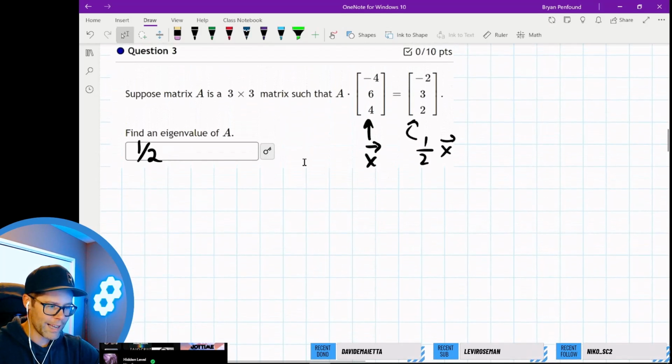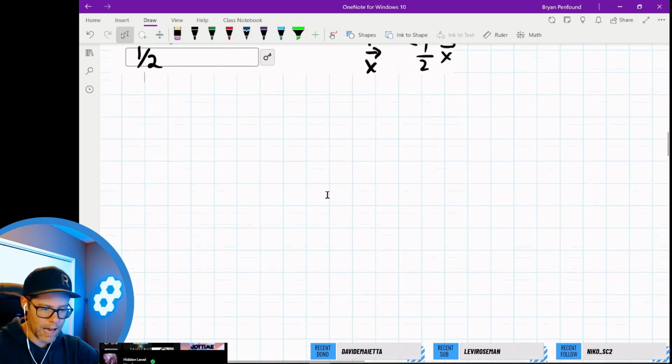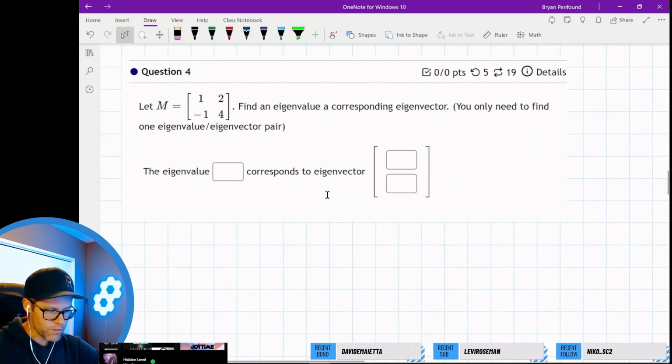So anyway, just a quick recap of question 3. If I take A and I write multiplied by x, I'm going to be multiplying by a half here. So 1/2 is going to be the eigenvalue that we're looking for. So for question 4, we have a 2 by 2 matrix M. We want to find an eigenvalue.